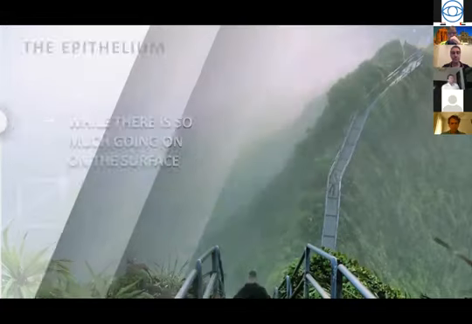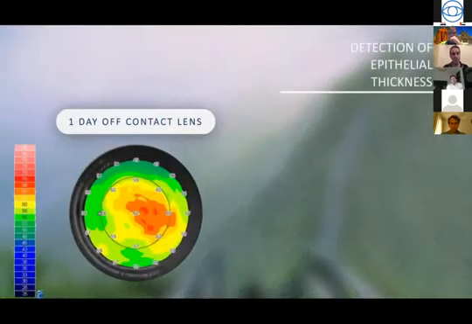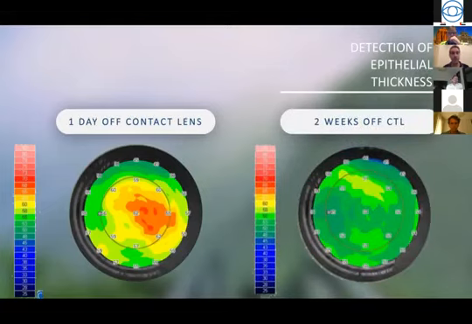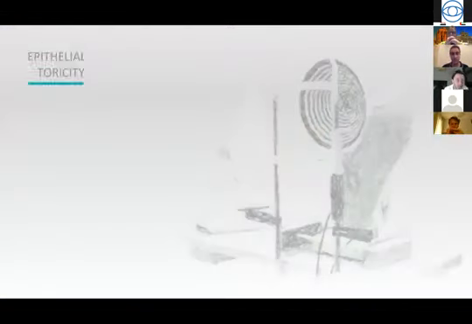So for instance, that's a pretty simple example of a patient 1 day off contact lenses. And again, that's the very same patient 2 weeks off contact lenses. And you can see the major improvement in the epithelium and definitely in the anterior curvature as well.